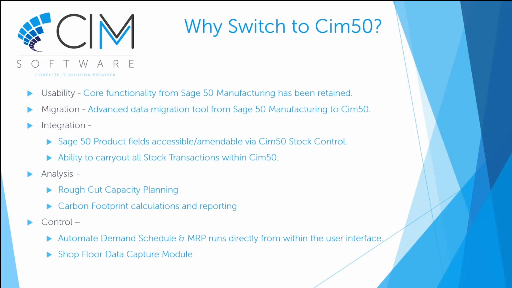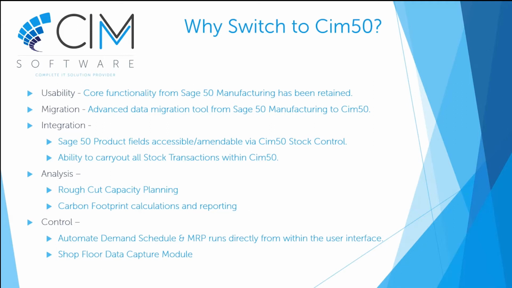We've got a migration tool to take all of your Sage 50 Manufacturing data over to Cim50. If you're not using Sage 50 Manufacturing, then there are import routines where you can import data from maybe spreadsheets, or if you can extract data from your existing system into a spreadsheet, that can be imported into Cim50 for static data such as stock items, bills and materials and the like.